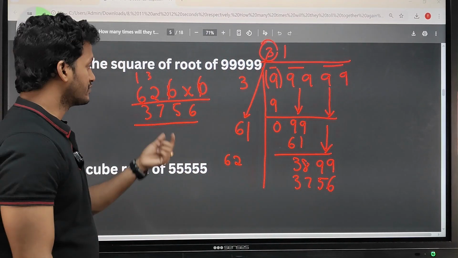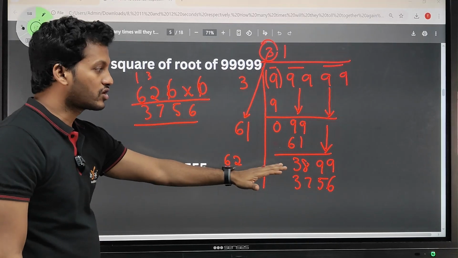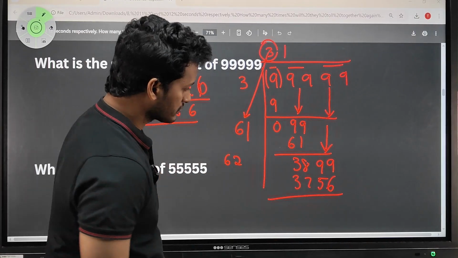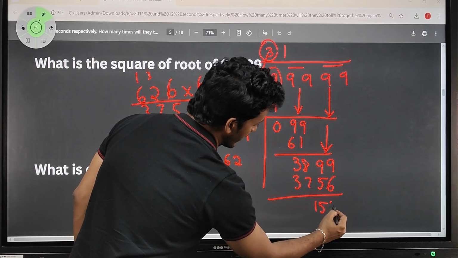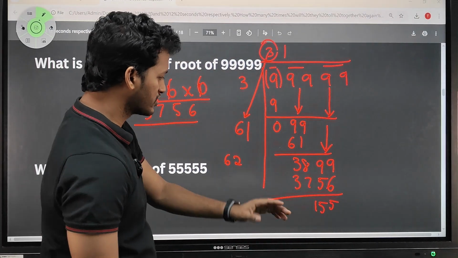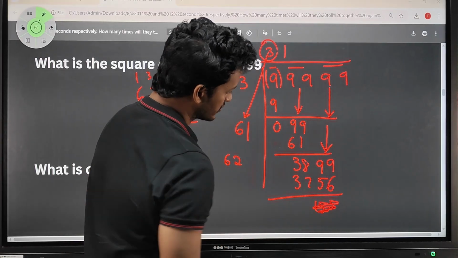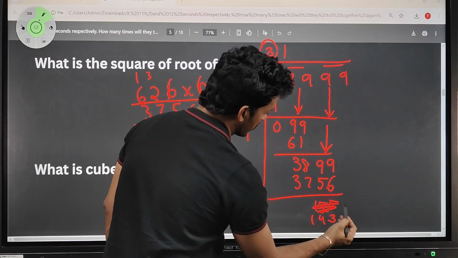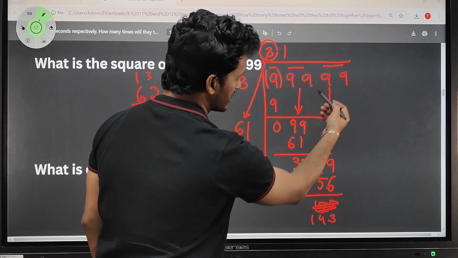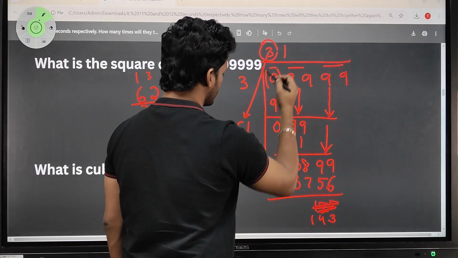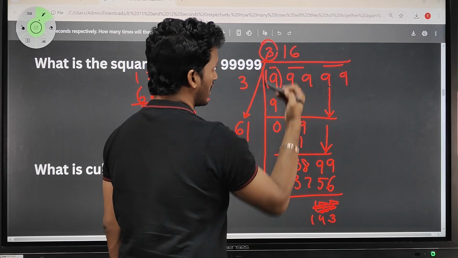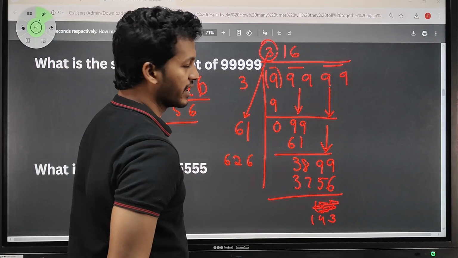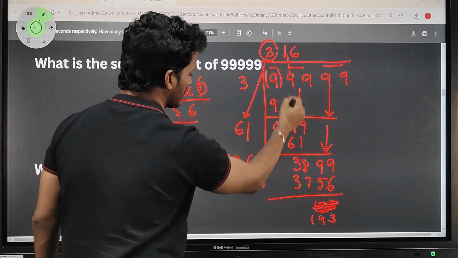Another digit is not possible. If I take 627 times 7, it will cross this one. So nothing works there, and I have to use this again. So 316, I mean double that.